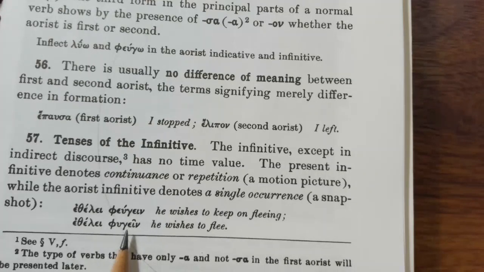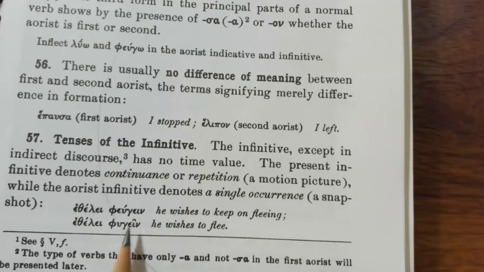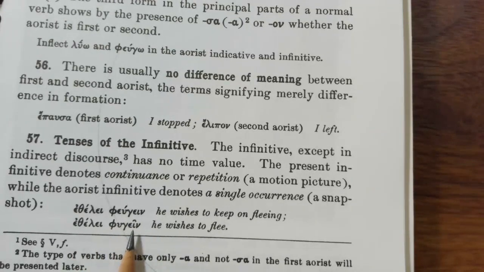Okay. So two ways you know this is an aorist infinitive. Okay. Neither has an augment. This is present. This is aorist. Okay. Same phonetic ending. The aorist is accented on the last syllable, on the ultima.